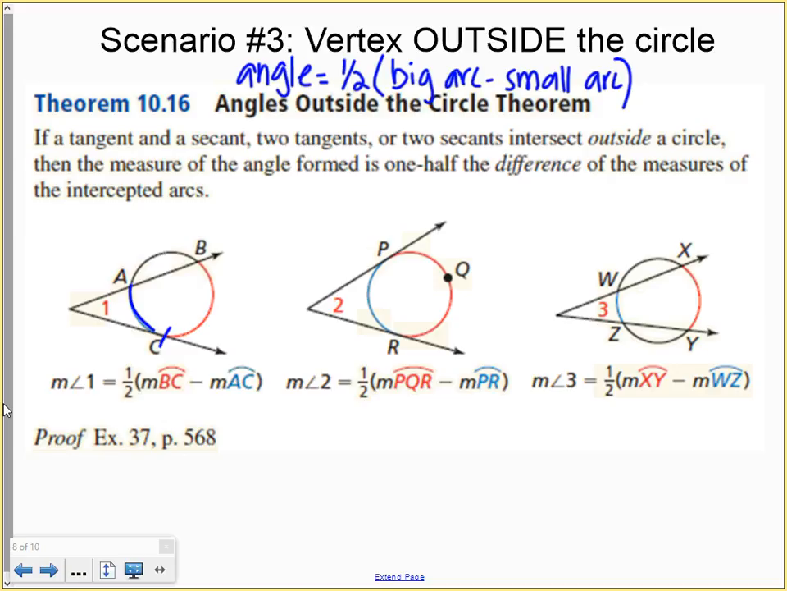The middle picture, you have 2 tangents. Still works the same way. The angle is 1/2 the arc further away, so the bigger arc, minus the arc closest.